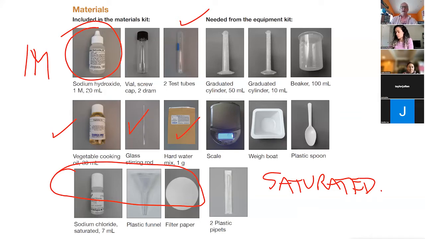So we're going to need a couple graduated cylinders. I have not been able to find a 100 ml beaker. Does anybody have a 100 ml beaker in their kit? I have a 250 ml beaker. I'm not sure such a thing exists, so I was just going to use one of the plastic cups. Maybe I just don't have one. And then a scale, weigh boat, and plastic spoon. So check on that when we break to get all our stuff together.